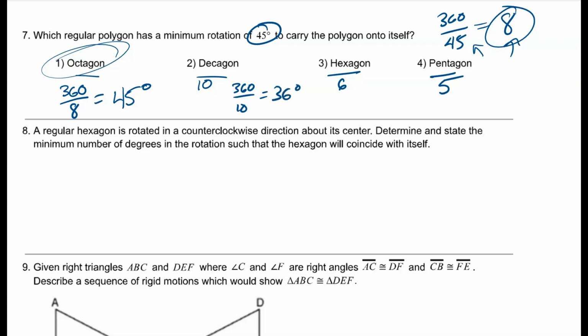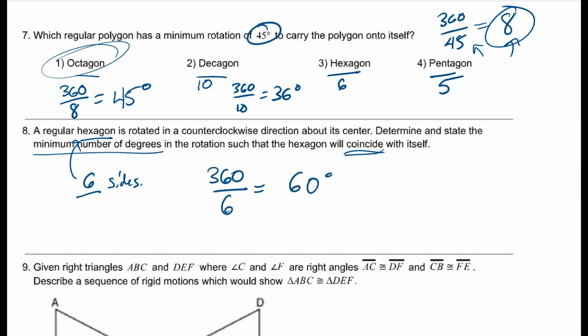If they told me it was something like 36 degrees, then I would be looking at a decagon, and so on and so forth. So for something like number 8, I'm given a regular hexagon, that means that there are 6 sides, rotated around its center counterclockwise. Determine and state the minimum number of degrees in a rotation such that the hexagon will coincide with itself. That just means it's going to land on top of itself. If you could tell me that there are 6 sides, all you need to do is take 360 degrees and divide it by 6, because there should be 6 instances where these vertices map on top of each other.